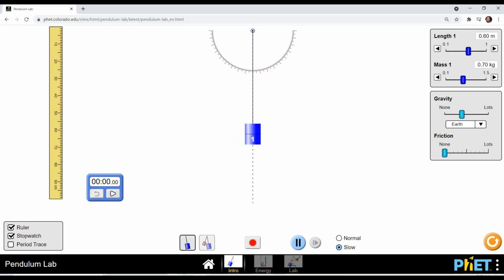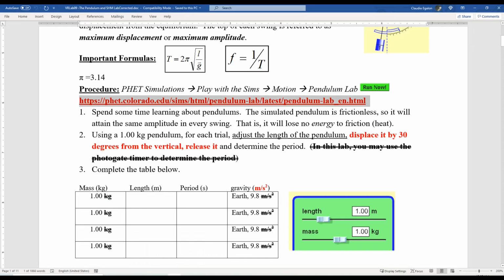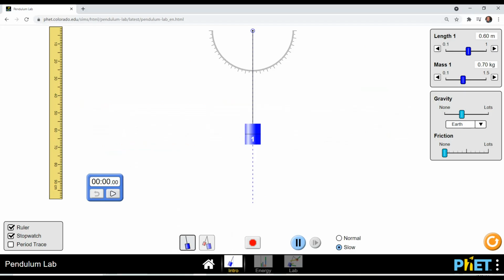And let's go back to the handout. Okay, so we are going to keep that. If you make the pendulum frictionless, the pendulum will lose no energy whatsoever. The energy is going to stay constant, okay? So using a 1 kilogram pendulum, we have to change the mass of the pendulum to 1 kilogram. Let's do that. Here you go. 1 kilogram pendulum. We have 0.7, 0.8, 0.9. Here you go. 1 kilogram.